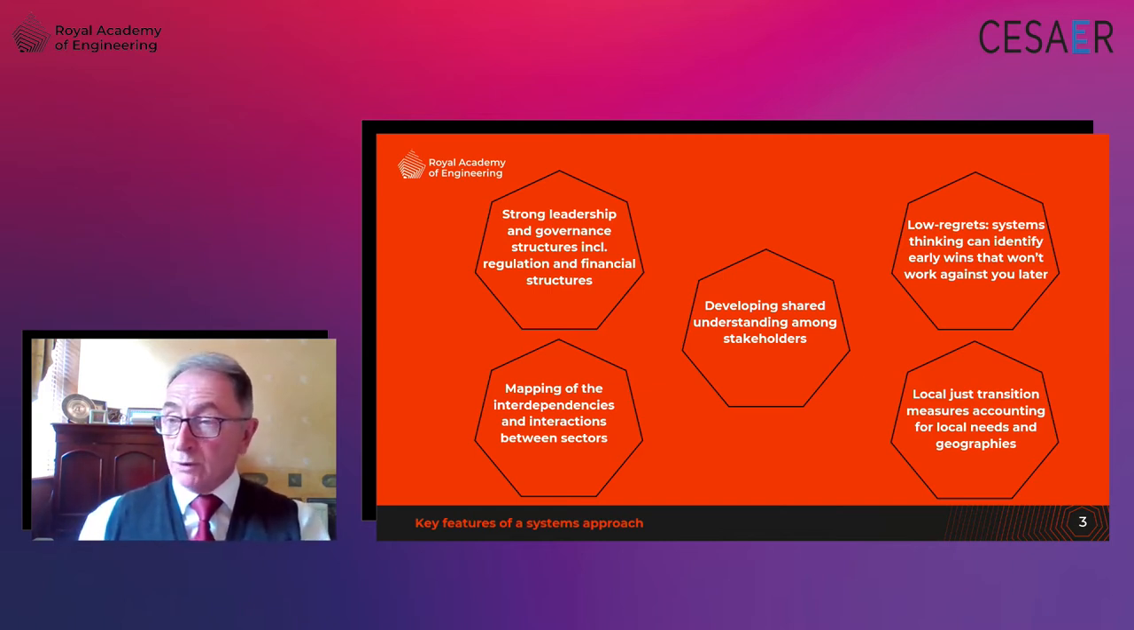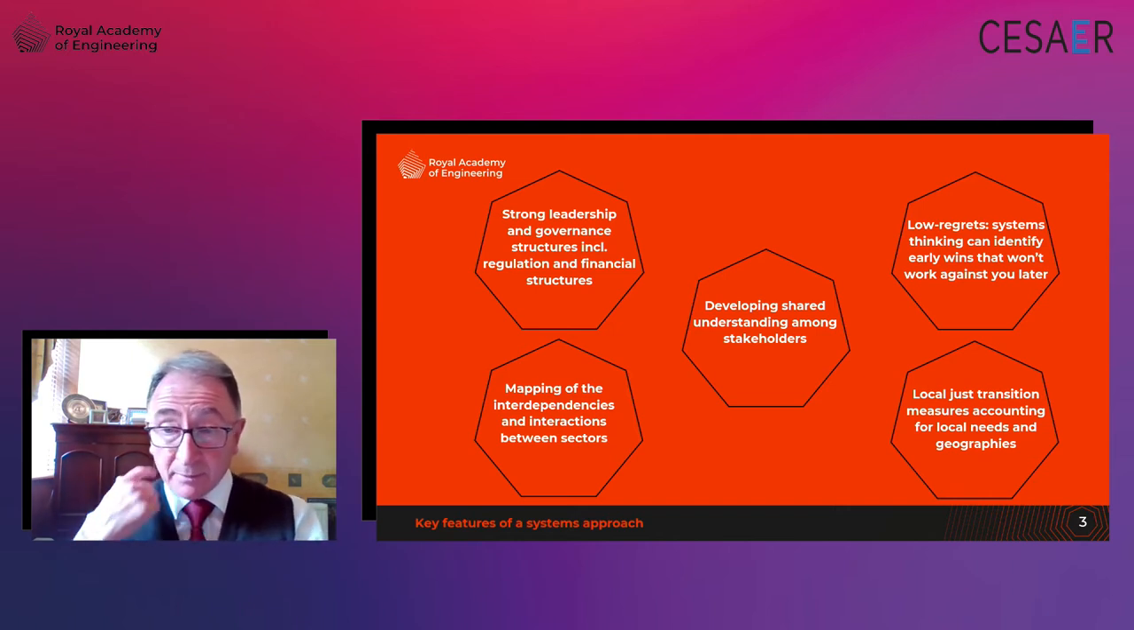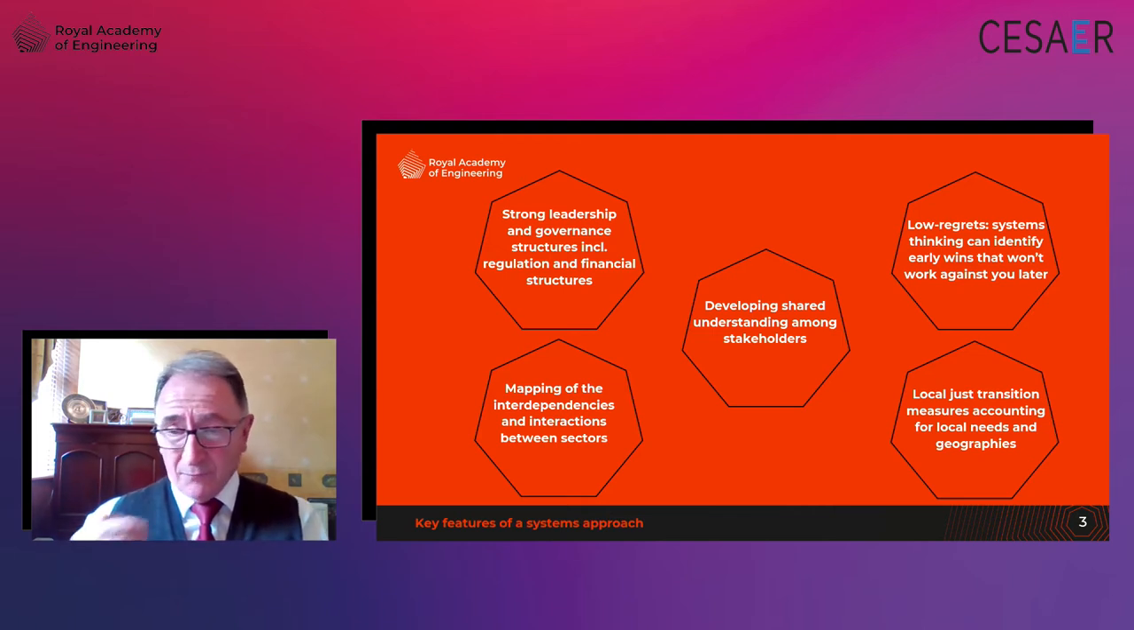And if we look at these other components, understanding the interdependencies of interactions between sectors is key, whether it's electrification or whether it's in a built environment. We have to see how these play together, and that would map out into hydrogen, renewables, as well as the transport infrastructure. Very importantly, having a common understanding of what's being sought to be achieved. And that's where engineers and technologists, we don't just have an opportunity, we have a responsibility to take the evidence, our understanding and the data to inform policy. And that's something that CESAER and the Royal Academy can do even more effectively together.